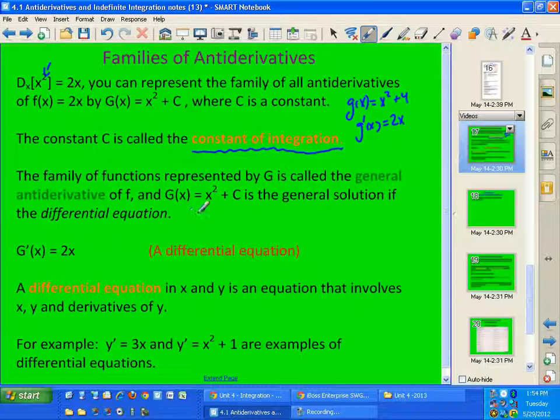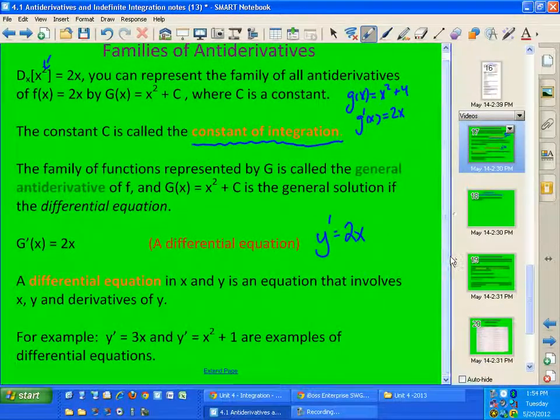But right now we're talking about a family of functions, because this x squared could cross the axis at any given point. So g prime of x equals 2x is what we call a differential equation. Basically, if we have a derivative equal to some equation, that's a differential equation. A differential equation in x and y is an equation that involves x, y, and the derivative of y, like y prime. Down here there are two examples of differential equations, and we're going to use those as we go along.